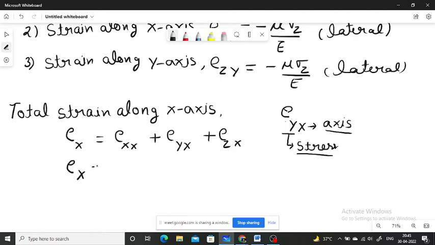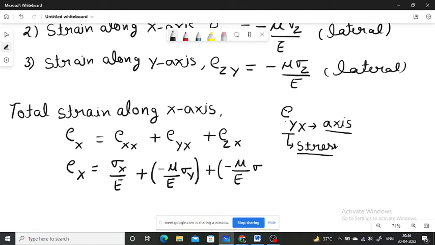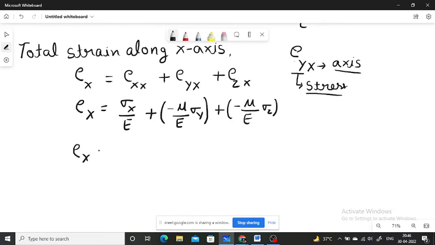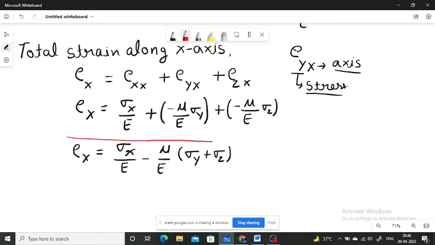So here Ex is equal to sigma x by E, because Exx is longitudinal strain, plus minus mu upon E into sigma y, plus minus mu upon E sigma z. So the total strain along the x-axis will be equal to sigma x upon E minus mu by E, we take it common, within bracket sigma y plus sigma z. Okay, this will be the total strain in x direction.